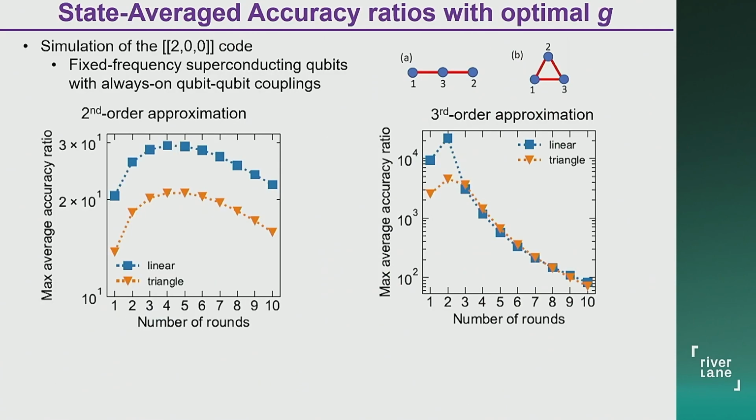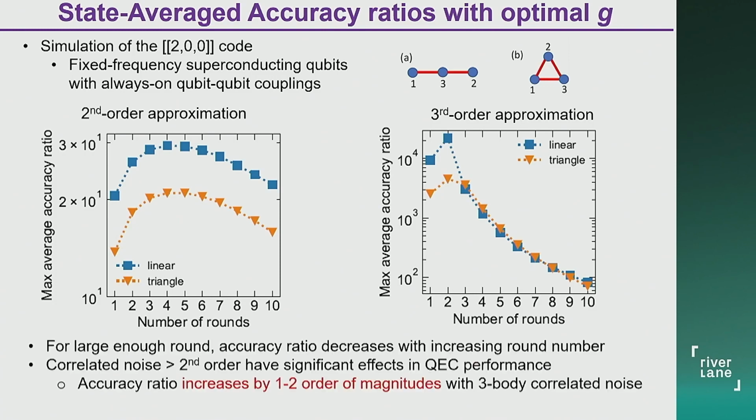You can see that the accuracy decreases as the number of runs increases, simply because of the accumulation of the noise decoherence effect. The triangle geometry is noisier than the linear geometry because it has 1 extra coupling between the qubits, which gives rise to 1 extra crosstalk channel. Most importantly, if you compare the 2nd order and 3rd order approximation channels, the accuracy ratio actually increases if you include the 3rd order correlated noise term, which means that terms beyond the 2nd order correlated noise term can have a significant impact on the accuracy of the QEC performance.